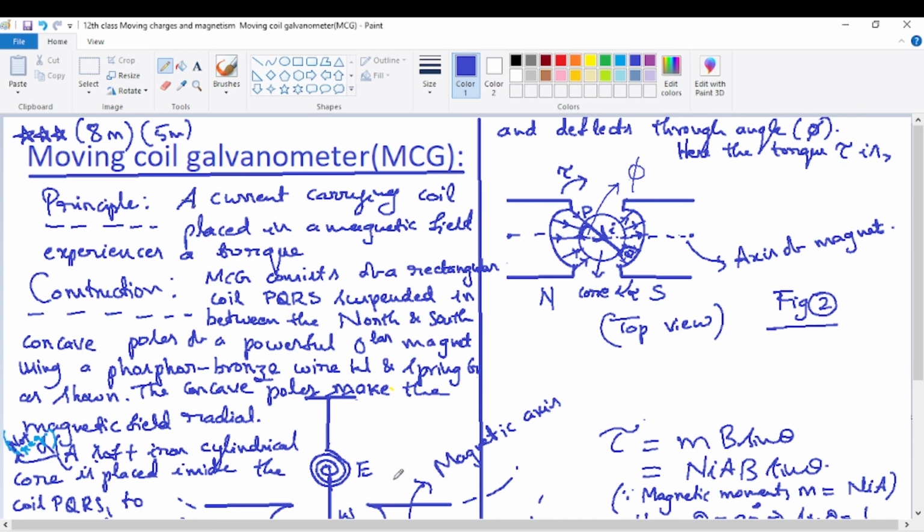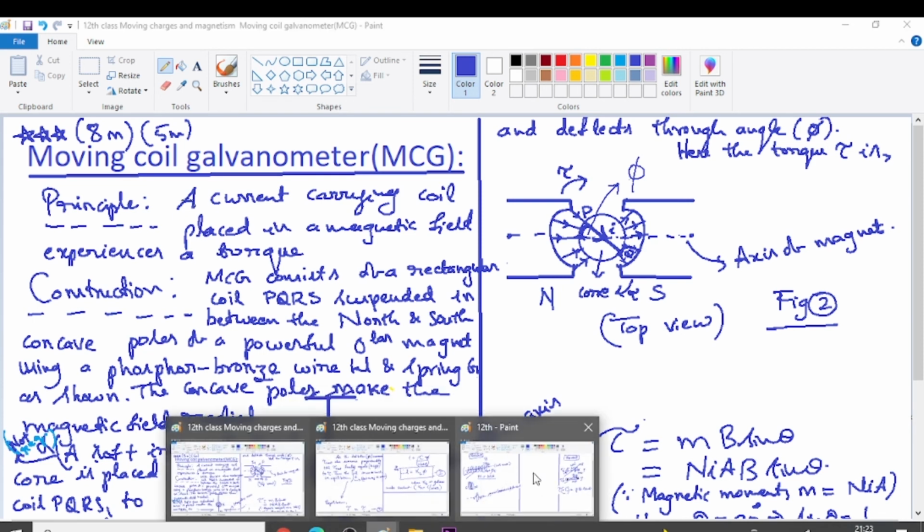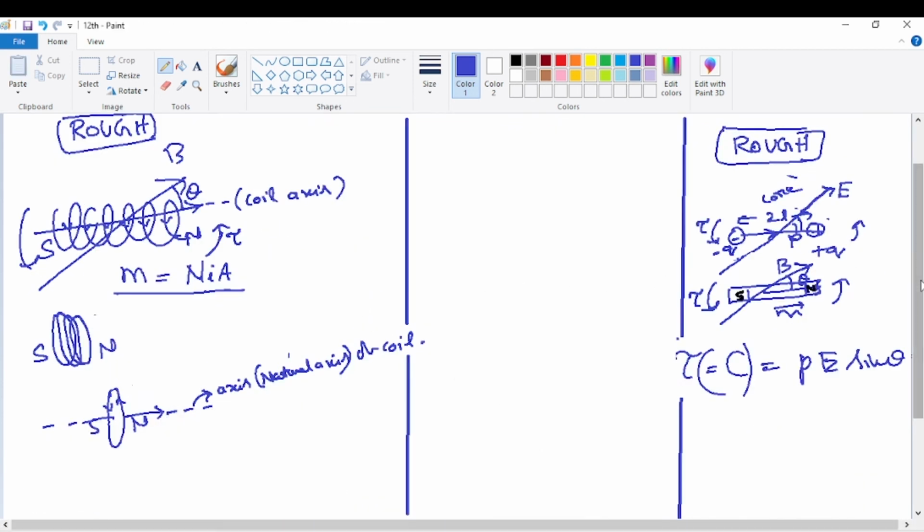A current carrying coil always acts as a bar magnet. The diagrams for this we have seen previously on this page itself. I removed that and kept it in a separate rough column diagram at the end. Just see here, this is a rough column. This is the bar magnet, and this is the coil which is behaving as a bar magnet. Left hand side acts as the south pole, right hand side acts as the north pole.